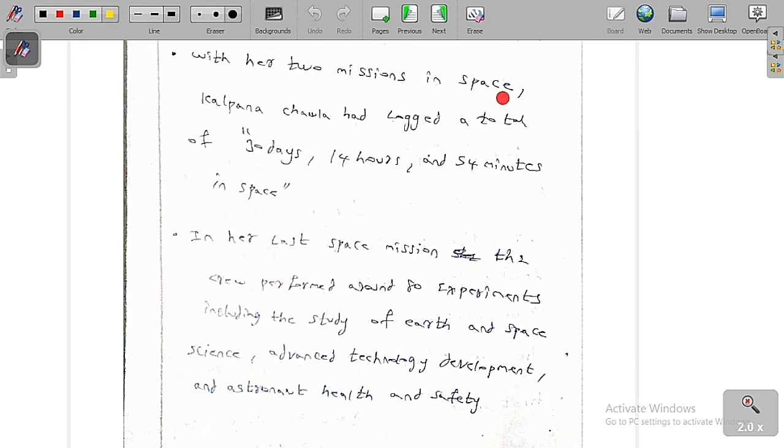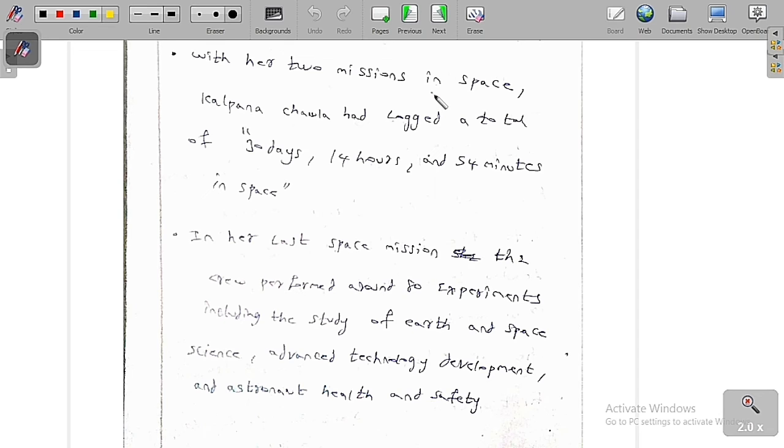With her 2 missions in space, Kalpana Chawla logged a total of 30 days, 14 hours and 54 minutes in space. In her last space mission, the crew performed 80 experiments, including the study of Earth and space science, advanced technology development, and astronaut health and safety. These are the things all the crew members studied in that mission.